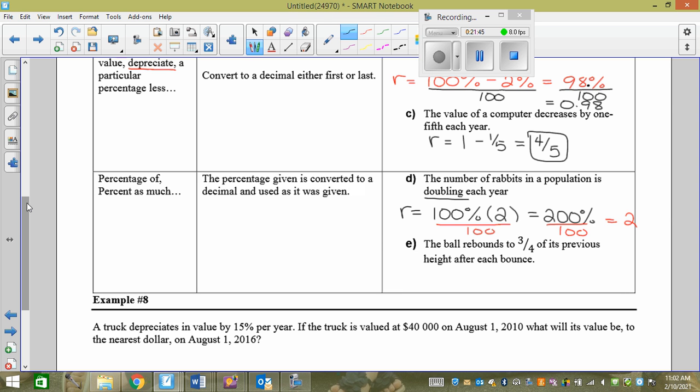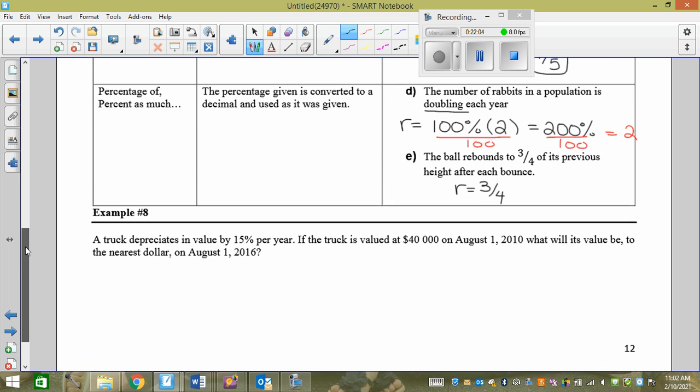So this one, when it says it decreases by 1/5, you actually have to subtract from 1. But when it says it rebounds to 3/4 of its previous height, 3/4 is left, then 3/4 is left, then 3/4 is left. So R is just 3/4. Kind of like your little helpful cheat sheet right here. Just can't take it on the test. Okay.